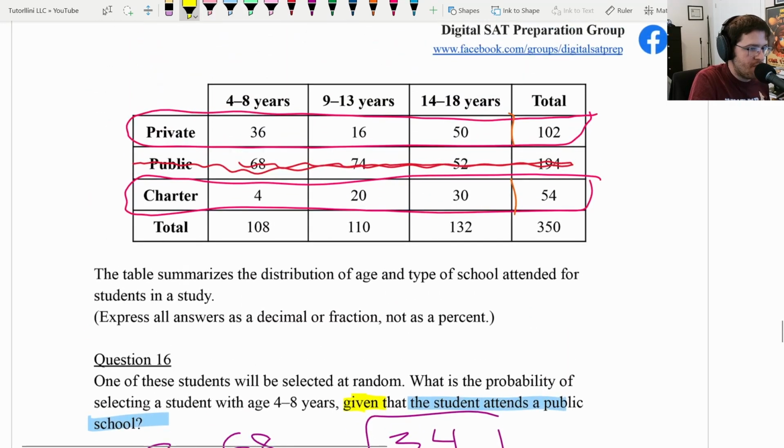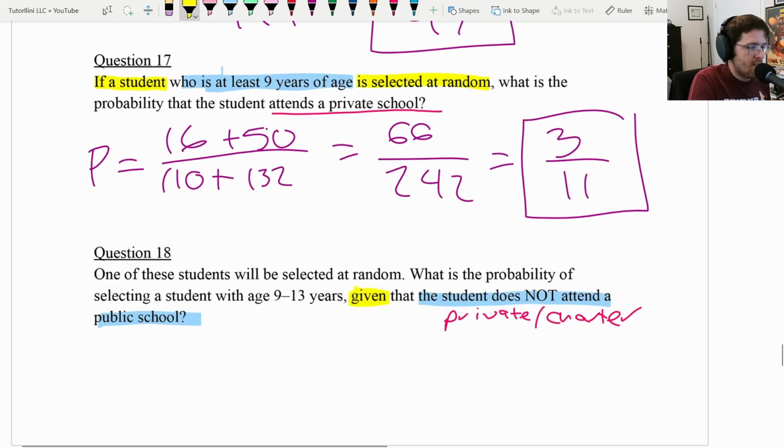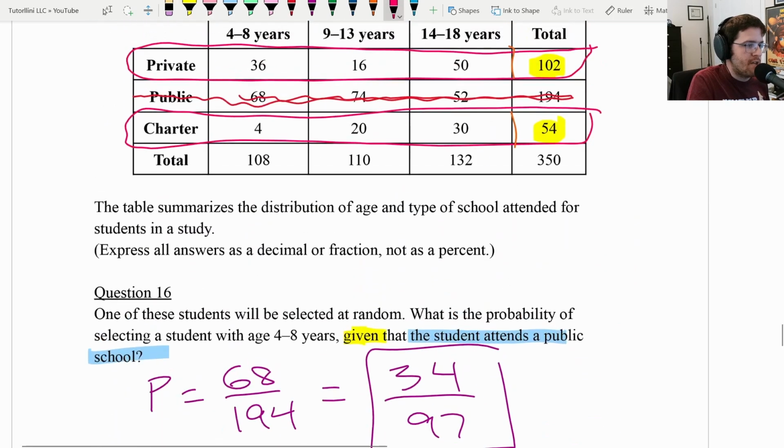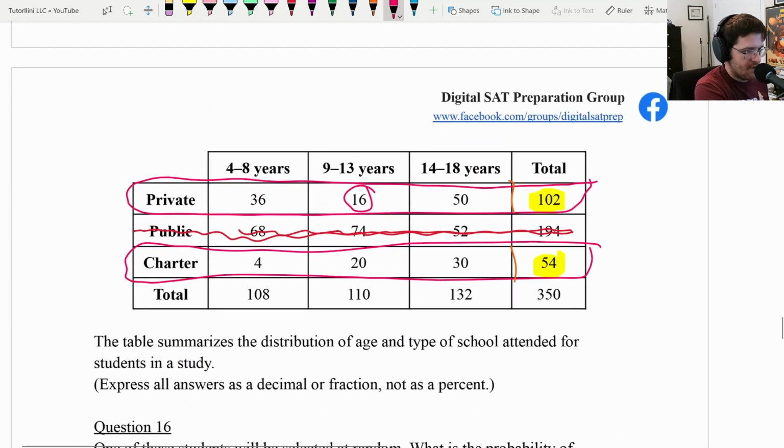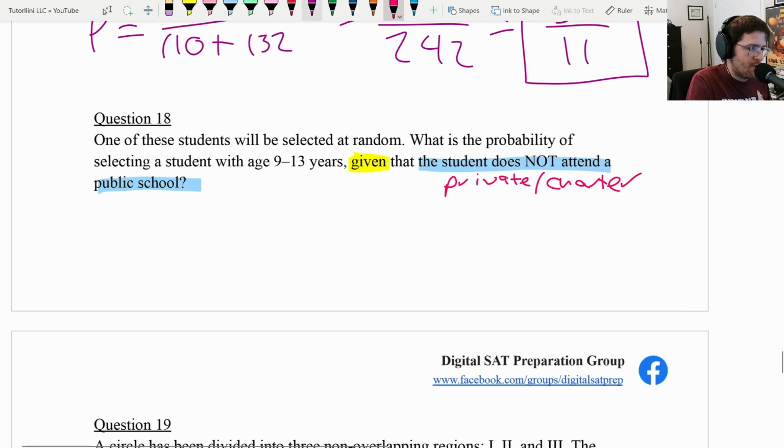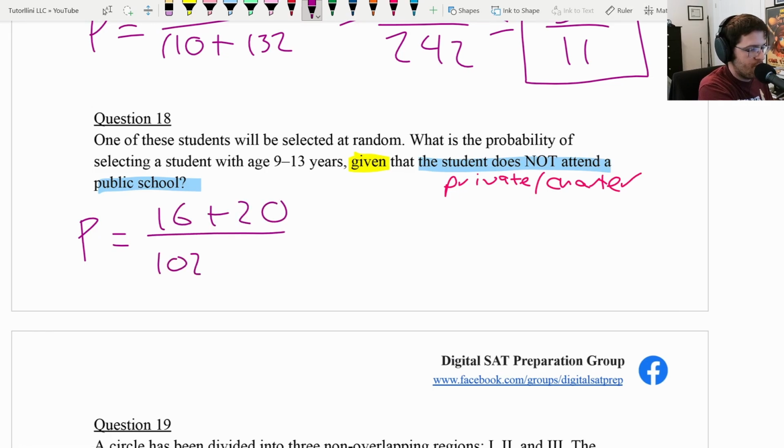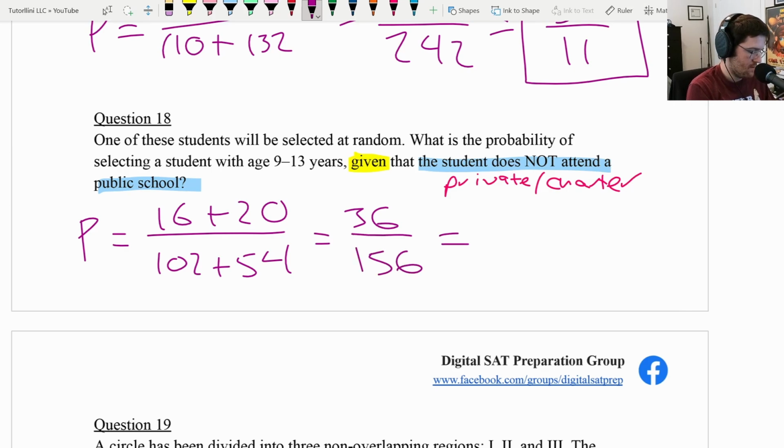Okay, so the total is these two added up, 102 and 54. Let's see what it's asking. It says the probability of selecting a student age 9 to 13 years. Okay, so 9 to 13 years, that is this 16 and this 20. So 16 plus 20 over a total of 102 plus 54. Okay, so let's write that down. Probability equals 16 plus 20 over 102 plus 54. So that's 36 over 156. Let's see what that reduces to. That is 3/13.